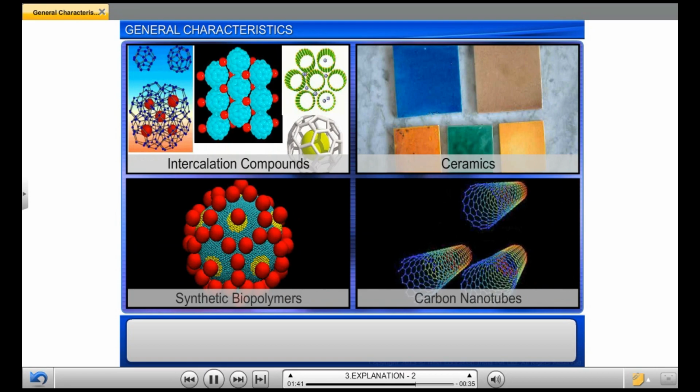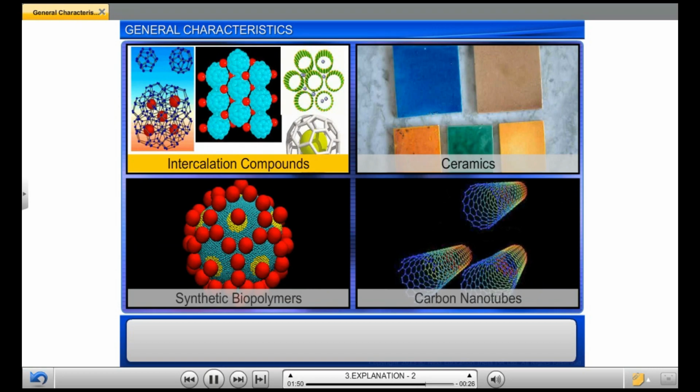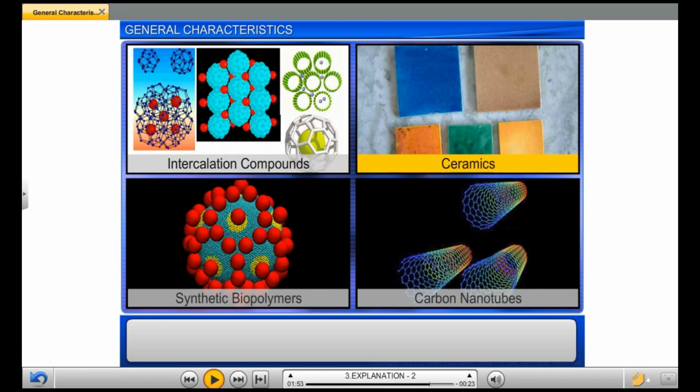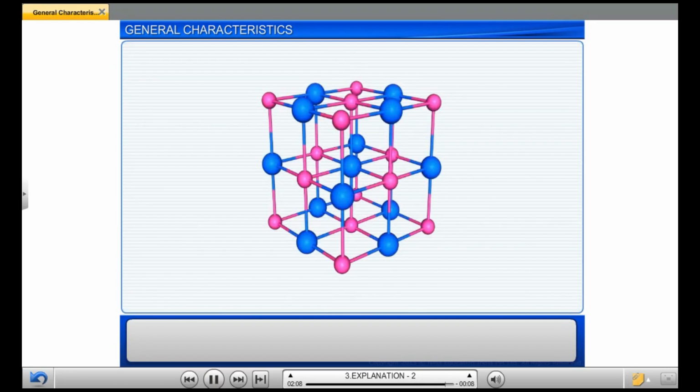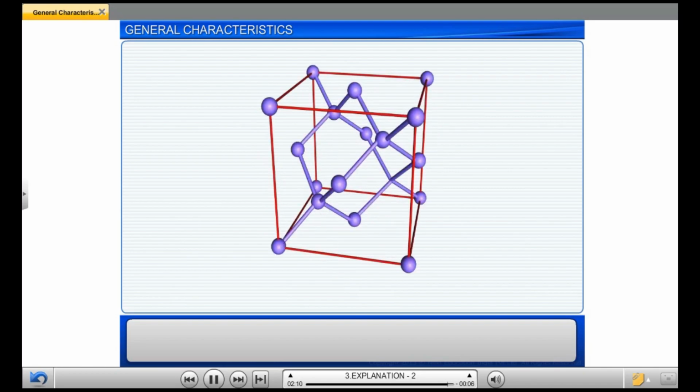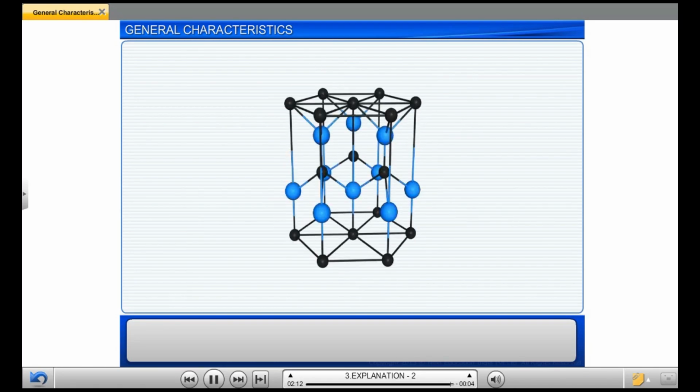Some solid materials that were prepared for applications in various fields are superconductors, such as intercalated compounds of fullerenes, certain ceramics, synthetic biopolymers such as PHBV and PLA, and carbon nanotubes. Hence, the study of the structures of solids has immense significance in science and technology.